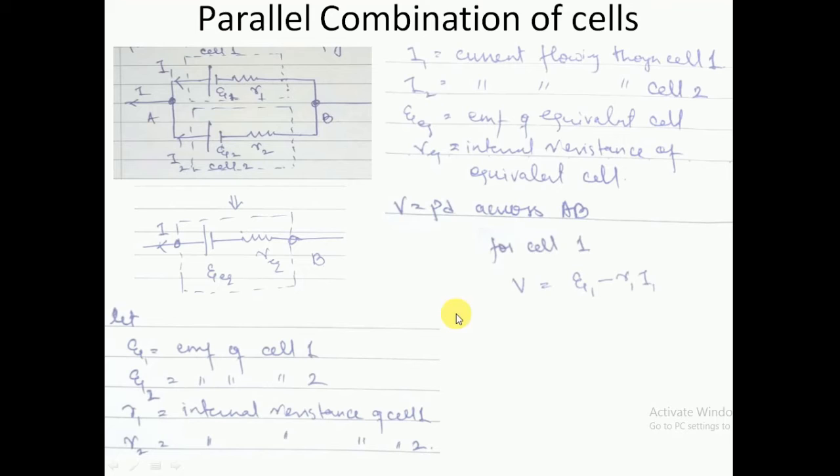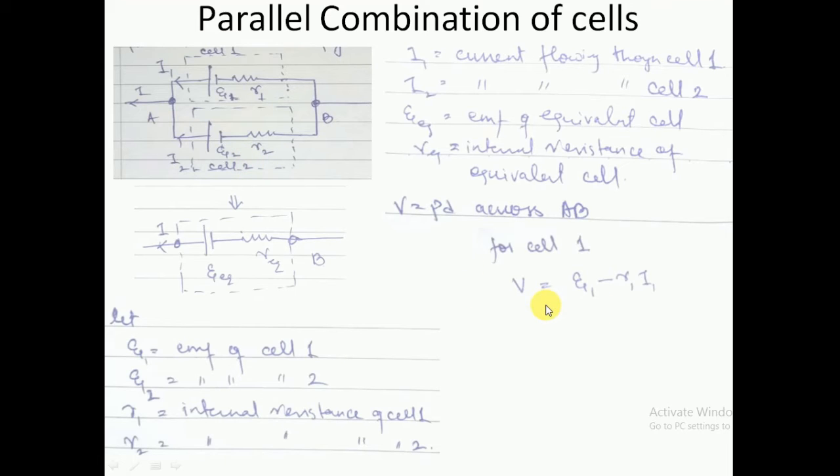Okay, now for cell number 1 I can write V. So for these two cells, as they are connected in parallel, the potential difference between them will be equal. So I'll not write V1 and V2, I'll write V only because the potential difference across them is V. I've already mentioned the PD across AB is V volt, whether you are talking about cell number 1 or cell number 2.